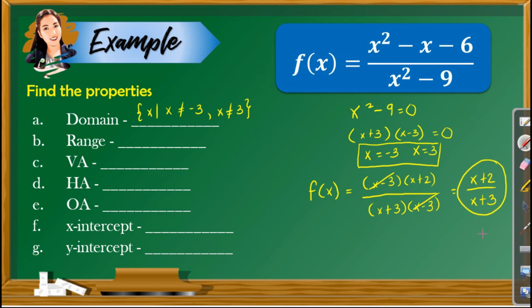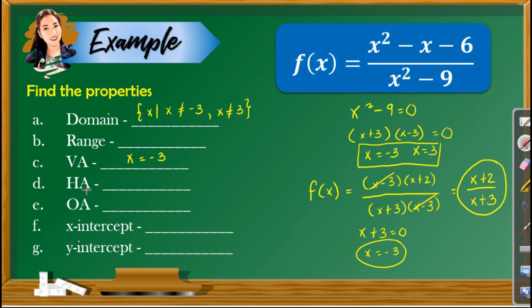If we look at the simplified function, this results in another rational function. If we have a rational function, always remember that it contains a vertical asymptote and it contains either a horizontal or oblique asymptote. So let us start first with the vertical asymptote. For the VA, equate the denominator to 0. So we have x plus 3 equals 0. This gives us negative 3. So this is the vertical asymptote. The graph of the function will not pass through at x equals negative 3.